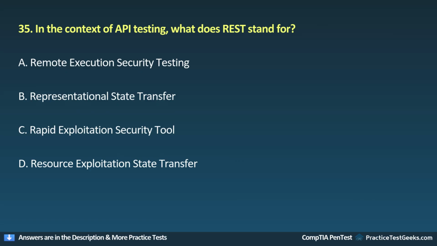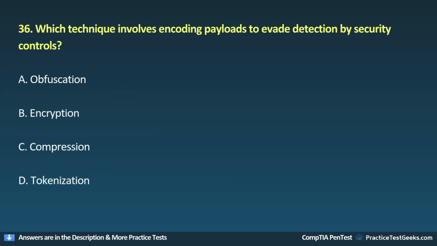35. In the context of API testing, what does REST stand for? A. Remote execution security testing. B. Representational state transfer. C. Rapid exploitation security tool. D. Resource exploitation state transfer.